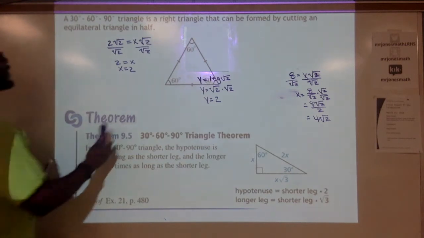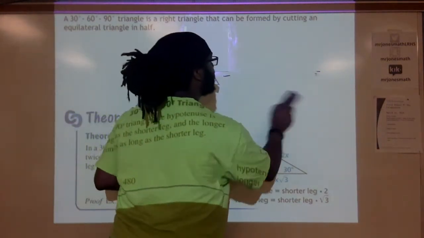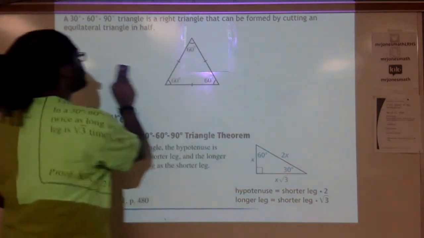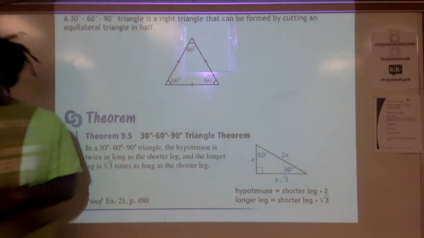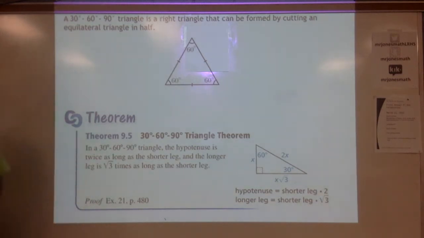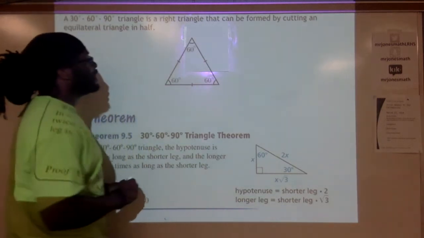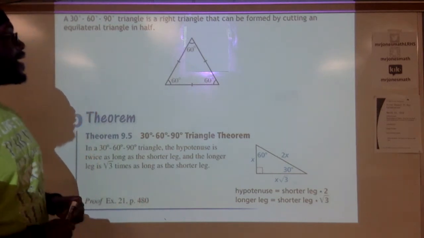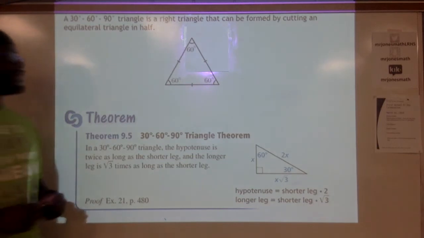All right, so our other special right triangle is a 30, 60, 90 triangle. A 30, 60, 90 triangle is a right triangle that can be formed by cutting an equilateral triangle in half. All right, so we have this equilateral triangle. We know that the angle measure in each angle in the equilateral triangle is 60.